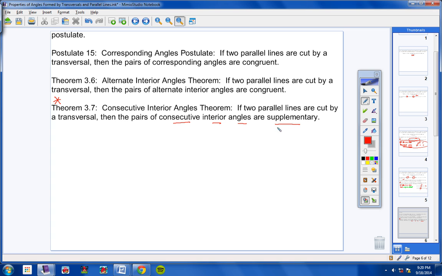So I'm going to pause a second while you copy this down, then we'll go ahead and look at the diagram, the picture. Theorem 3.7, the consecutive interior angles theorem, okay? All right, and here we go. So we have a line here and a line here and our transversal. Let's keep everything the same. We'll call this A, we'll call this L, we'll call this M. Trying to make this as simple as possible, students, for you to see.